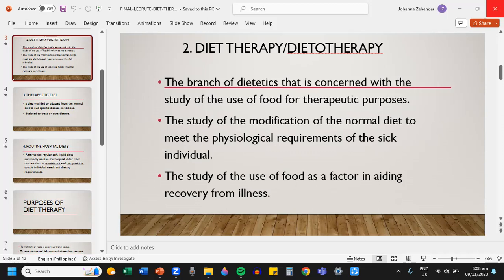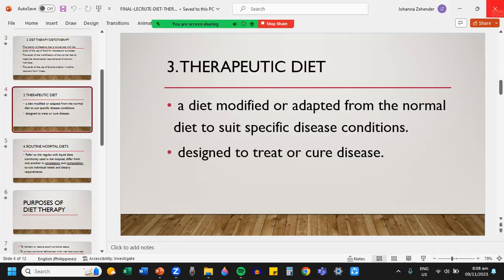Okay, so next we also have therapeutic diet. This is a diet modified or adapted from the normal diet to suit specific disease conditions. Another definition of this is a diet designed to treat or cure disease. Okay, so just a basic definition of terms for the first few slides.